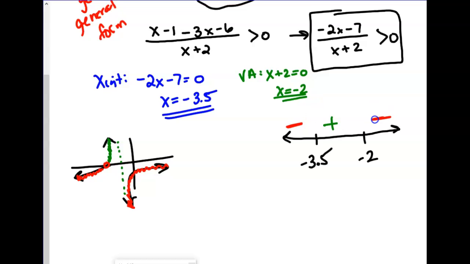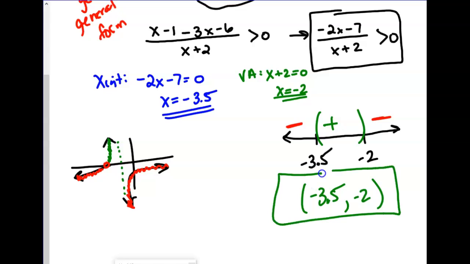Now I have to go back to the actual question, because the question was, when is it greater than 0? So they want to know when it was positive. And it's positive from here to here. Now notice I'm not using a bracket at all. You can call it negative 7 halves if you'd like. Why am I not using a bracket on this domain interval anywhere? Because it's not equal to again. So why would I even talk about brackets? Stop talking about brackets, lady.